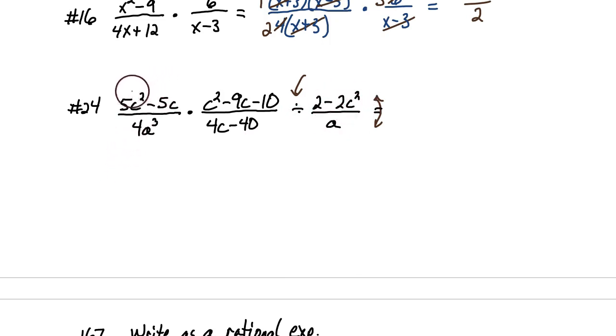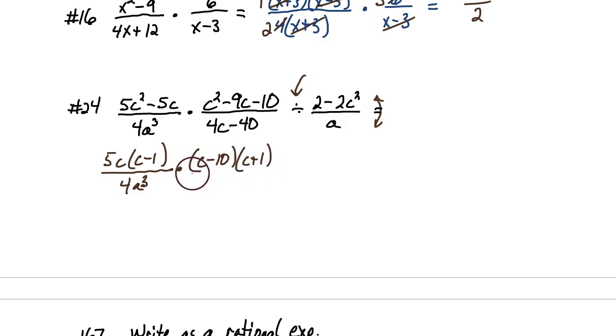So starting right here, we can factor out a 5c, leaving c minus 1. Down in the bottom, leave the 4a cubed. In this spot here, this trinomial factors as c minus 10 times c plus 1. In the bottom, we can factor out a 4, 4 times c minus 10. Now change to times. We're going to flip this one upside down, so the letter a ends up in top.